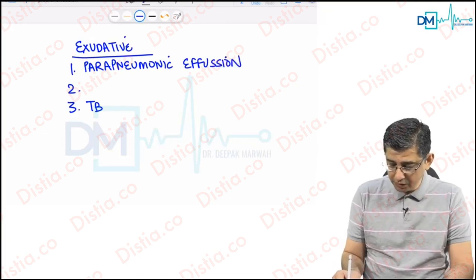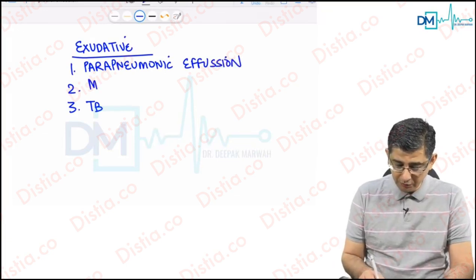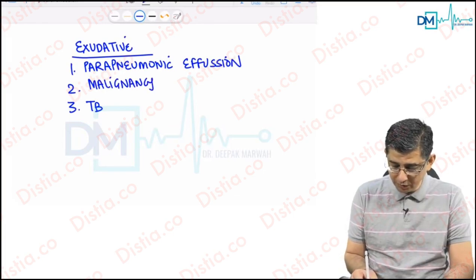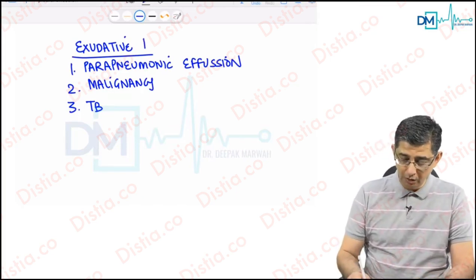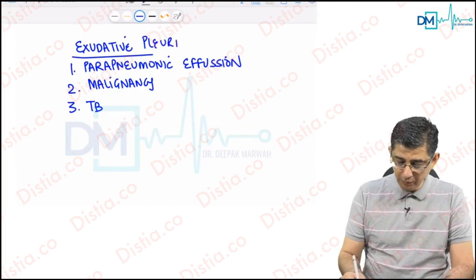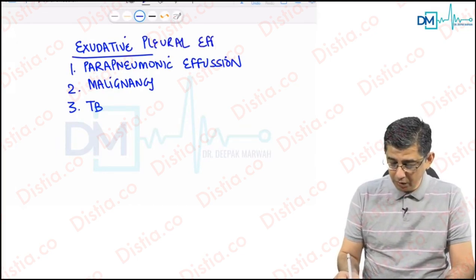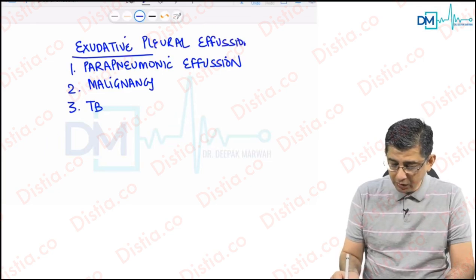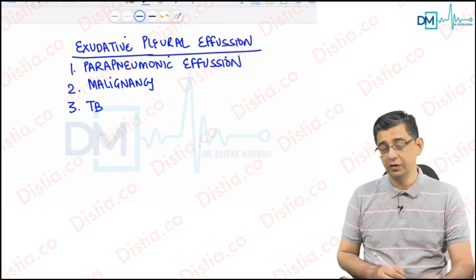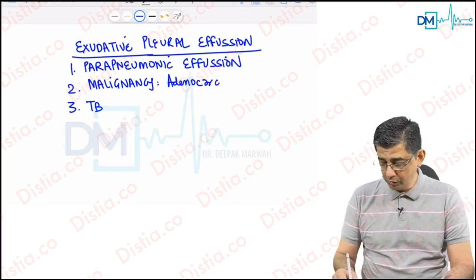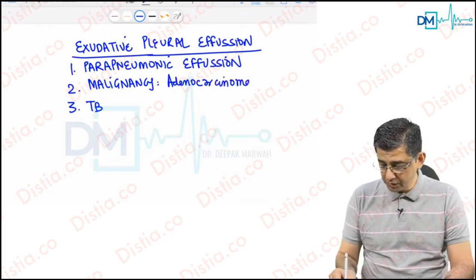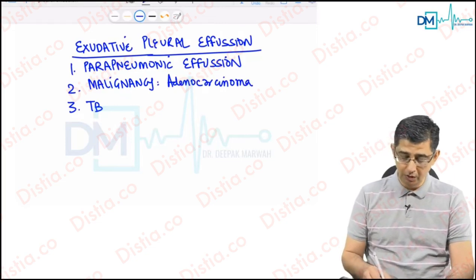And apart from this, you need to remember malignancy, which is a highly important cause of malignant pleural effusion. They always ask, what is the leading cause of a malignant pleural effusion? Remember, the leading cause would be adenocarcinoma of the lung. Why am I saying adenocarcinoma of the lung? The reason is very straightforward. Adenocarcinoma of the lung is peripherally located, so it will keep on causing irritation of the pleural surface, resulting in an exudative pleural effusion.